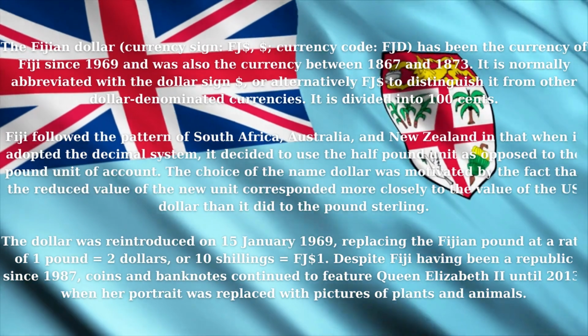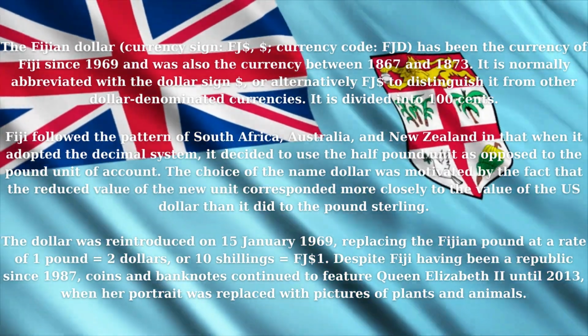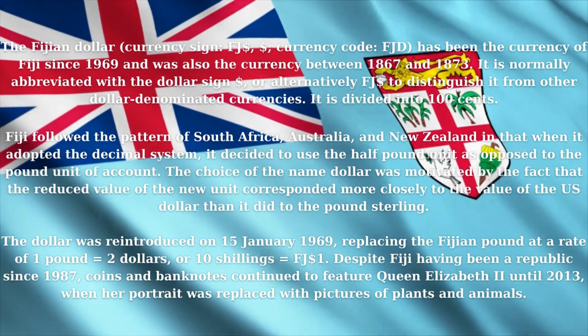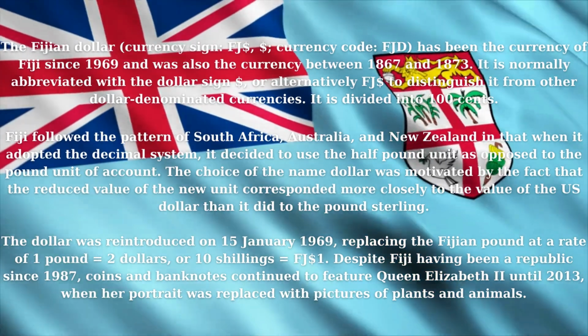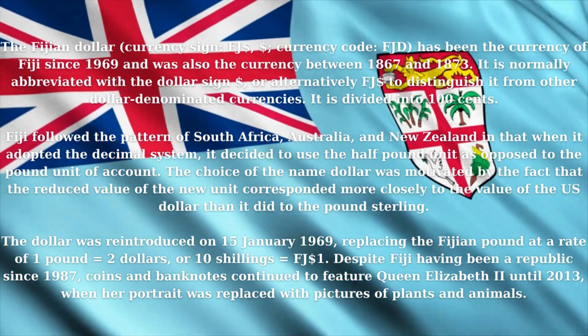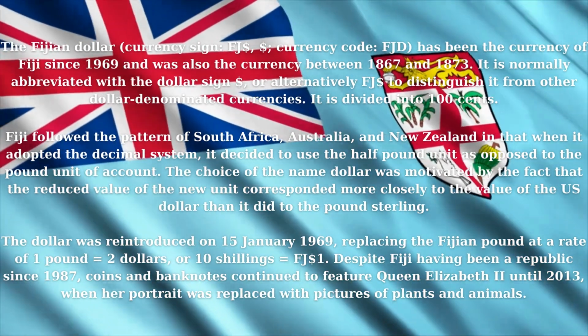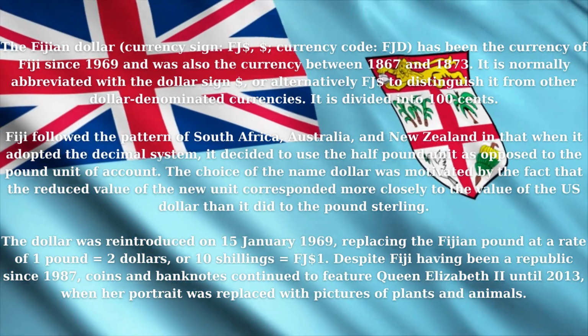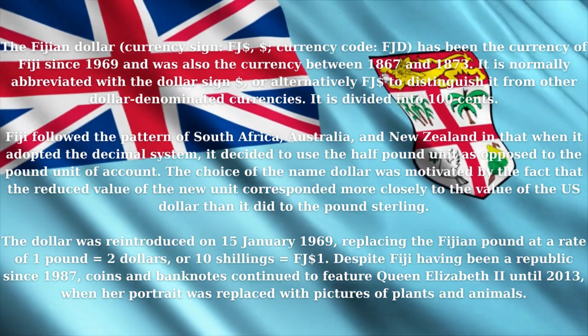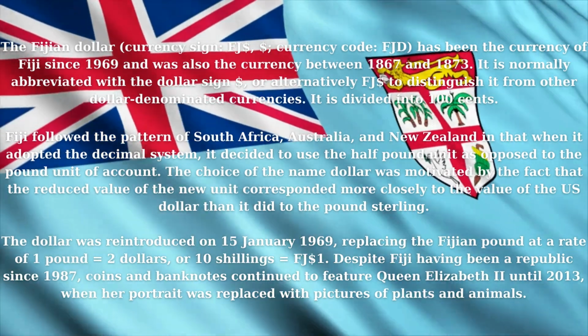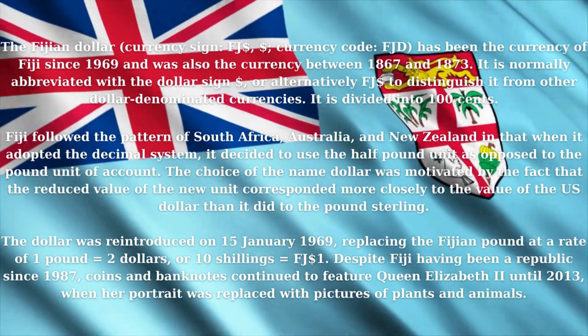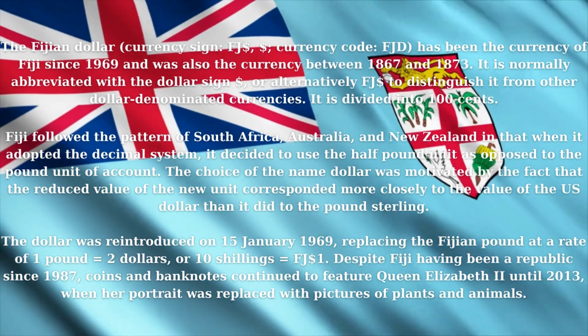The Fijian dollar, currency sign FJ dollar, code FJD, has been the currency of Fiji since 1969 and was also the currency between 1867 and 1873. It is normally abbreviated with the dollar sign, or alternatively FJ dollar to distinguish it from other dollar-denominated currencies. It is divided into 100 cents.